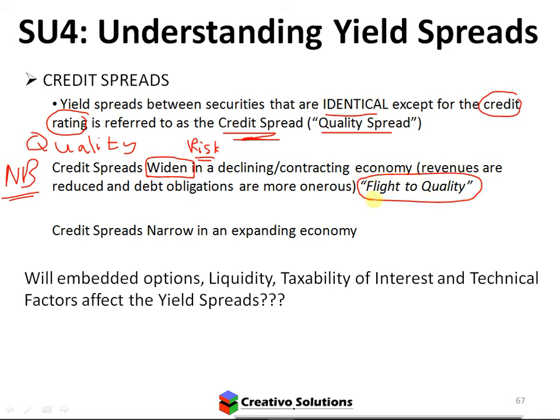Flight to quality means, let's buy all the government bonds because they're good quality, they're not going to default. And let's go away from corporate bonds, because corporate bonds can default. And in a recession, companies are more likely to close than government. Does that make sense? Yeah.